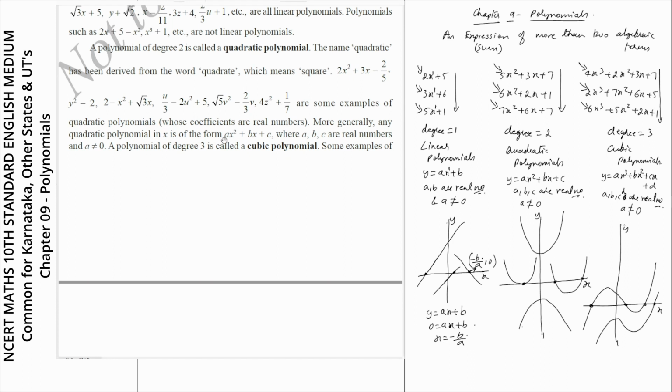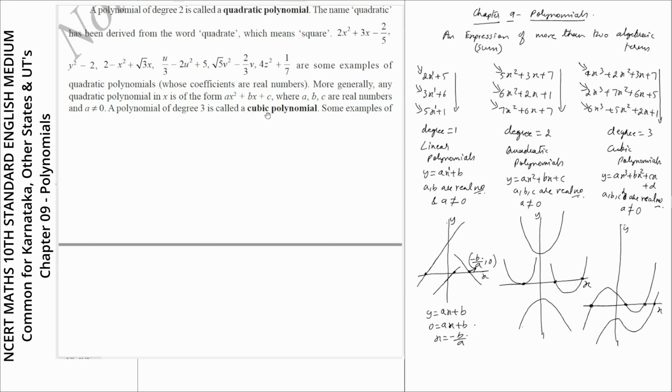The general form of quadratic polynomials is ax square plus bx plus c, where a, b, c are real numbers and a is not equal to 0. b can be 0 and c can also be 0. Both b and c can be 0, but a cannot be 0. For example, in this last example, you can see b is 0 here. That's why we are getting only two terms here, 4z square plus 1 by 7.